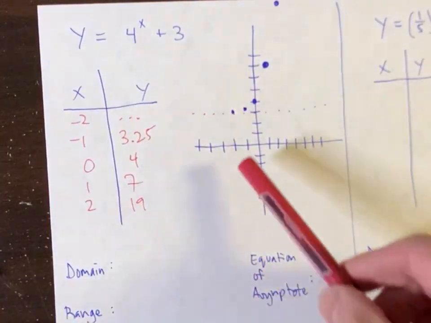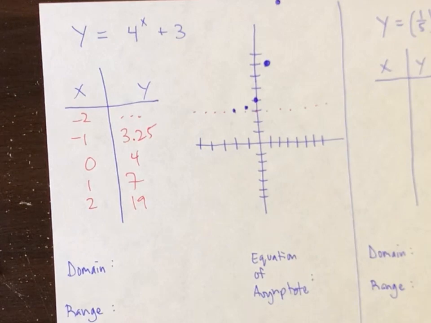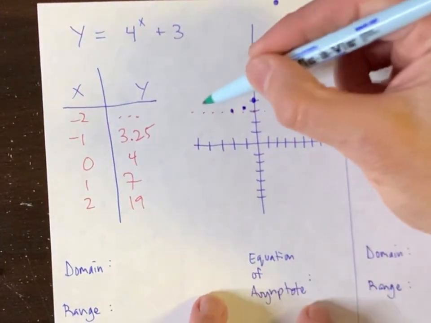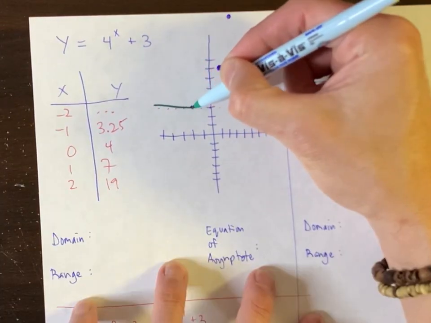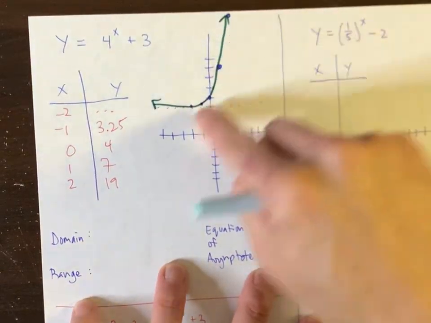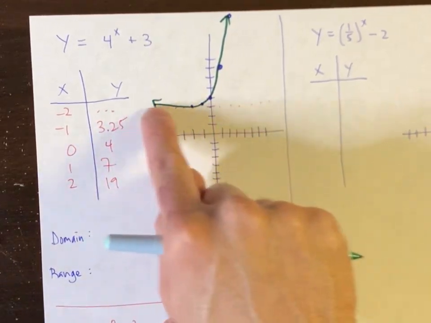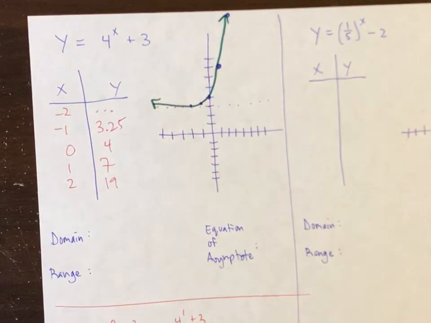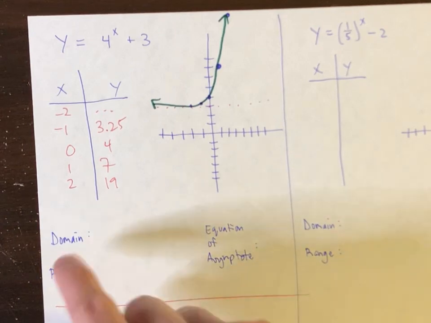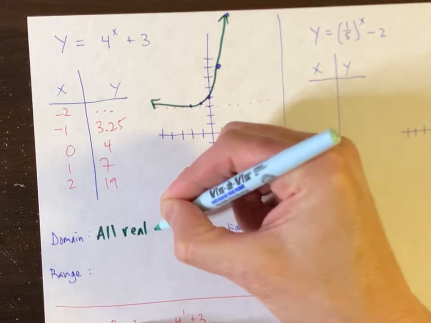So you see the suggestion. The suggestion here is that these points should be connected like this. We can see here in green that it looks like this. And notice that this green curve, it doesn't cross the line. It just gets really, really close to it. So now the domain is going to be this. All real numbers.